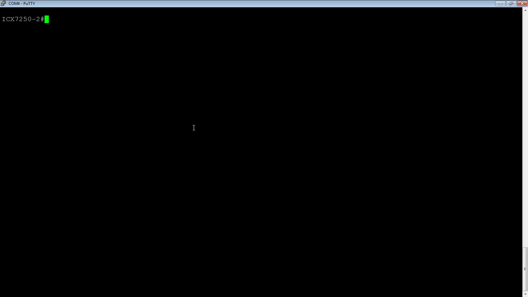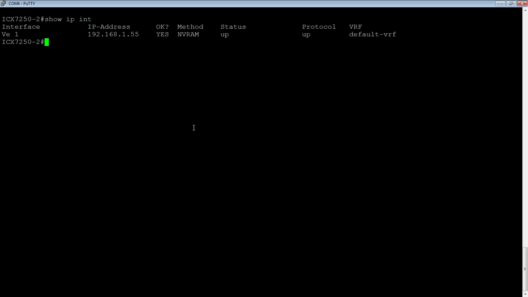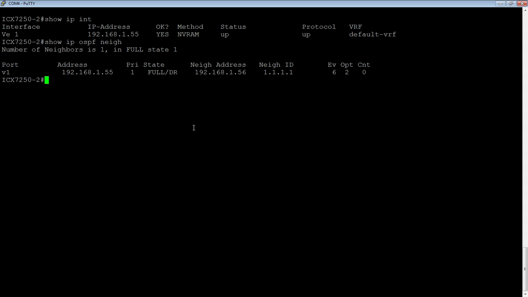So first of all, let's look at our routing interfaces, show IP interface. We only have a single VE here. 192.168.1.55 is its address. And we have a basic amount of OSPF running. So there's one OSPF neighbor who's the DR. I'm the BDR in this case. His IP is 1.56, his neighbor ID is 1.1.1.1, and we are 192.168.1.55. As you can see, it's the same as the VE address.